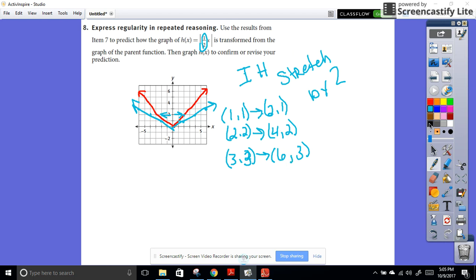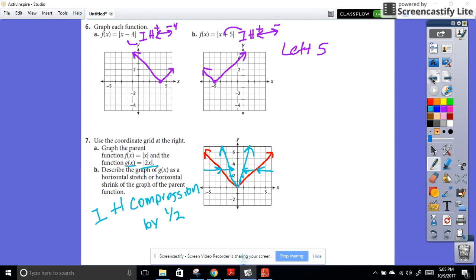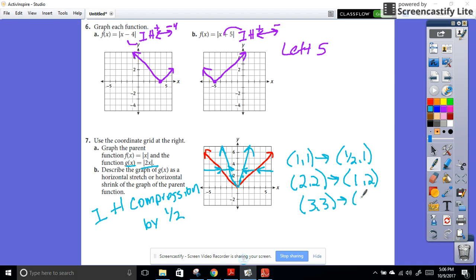And when it was the absolute value the other way, when we did this right here, where we did have a dot right there at 1, 1, it only took half as much x to get the same y value. We did have a point at 2, 2. It took half as much x-axis to get the same y value. Where we did have a point at 3, 3, it took half as much x-axis to get the same y value.